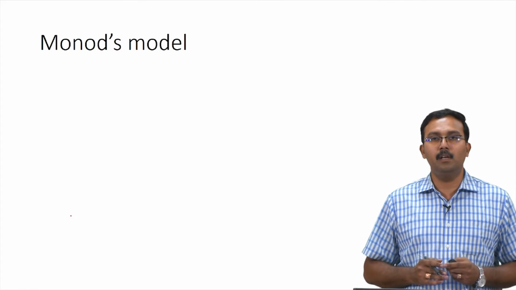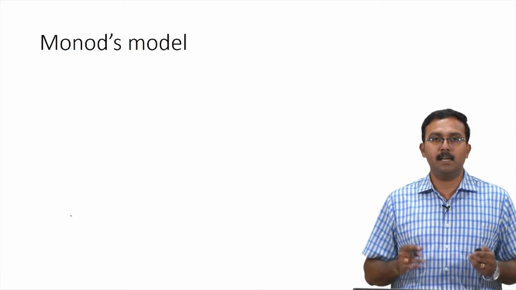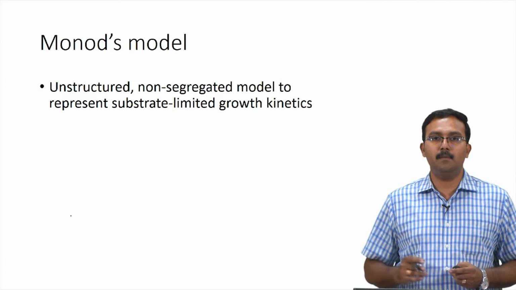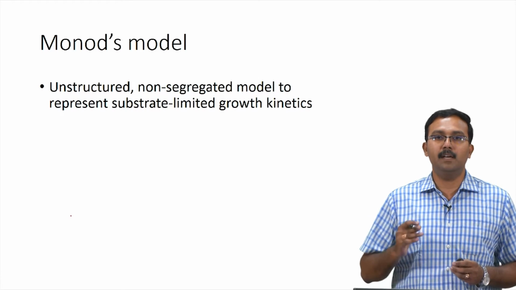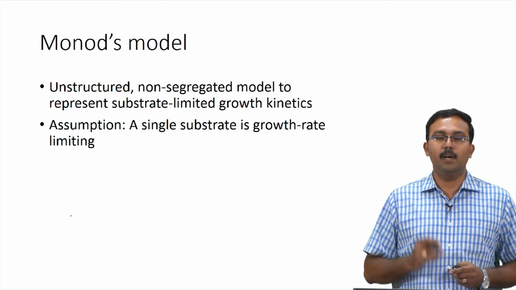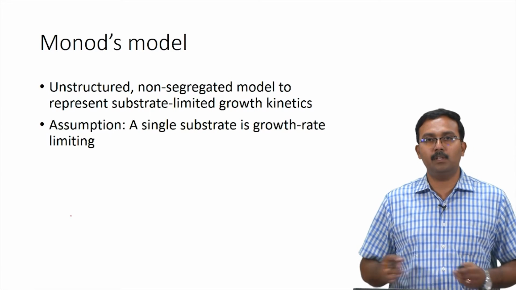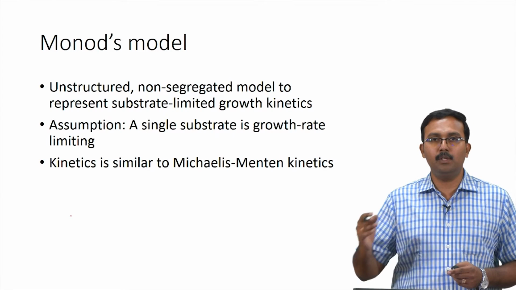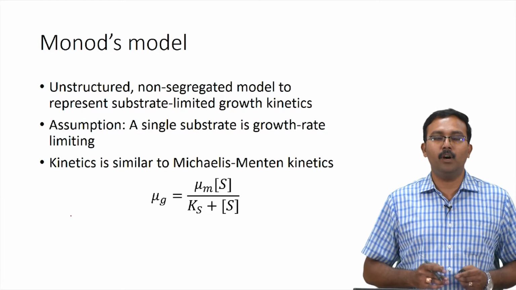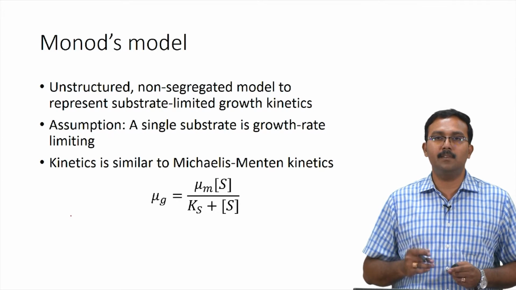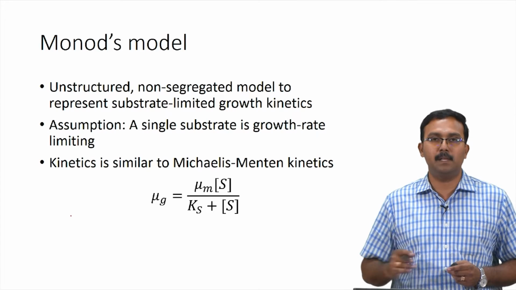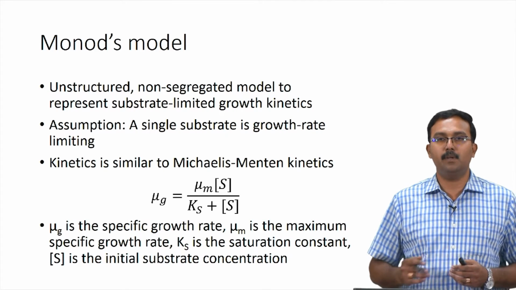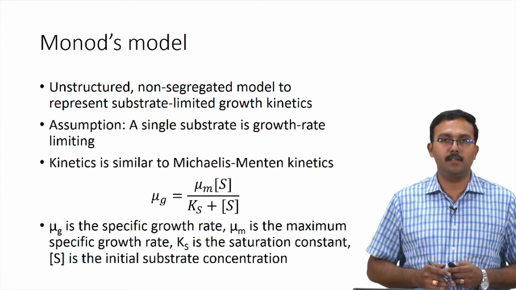As I mentioned, the Monod model is one such model which is very popular and it is consistently used for describing cell cultures. This is an unstructured non-segregated model which is used when you have substrate limited growth kinetics. You assume that a single substrate is actually the growth limiting substrate and the modeling is performed based on that. The kinetics itself is similar to the Michaelis-Menten kinetics, and the equation for the gross specific growth rate mu g is given as mu m times S divided by Ks plus S, where mu g is the specific growth rate, mu m is the maximum specific growth rate, Ks is the saturation constant and S is the initial substrate concentration.